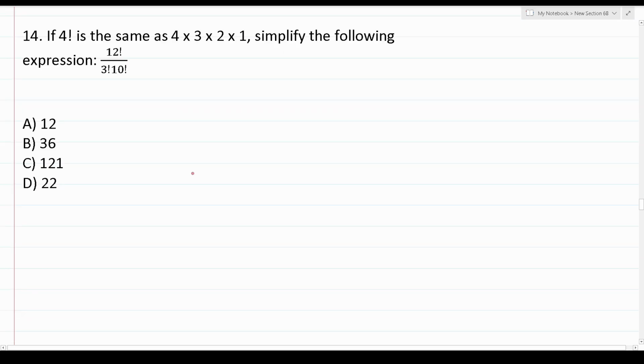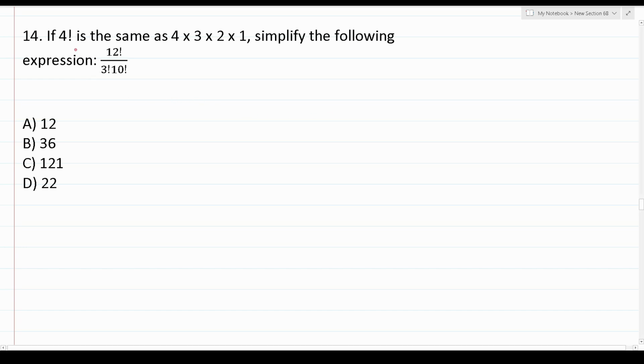So number 14 here says if 4 exclamation point, and you read that as 4 factorial, is the same as 4 times 3 times 2 times 1, simplify the following expression. 12 factorial divided by 3 factorial times 10 factorial.